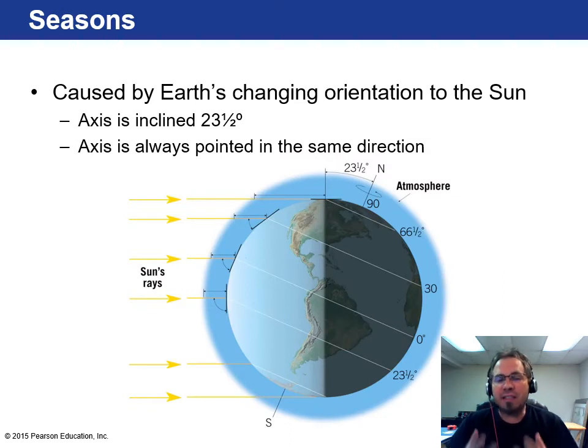Now, the seasons, like I mentioned, are caused because the Earth is tilted at, oh, I think I misspoke before. It's 23 and a half. I think I might have said 25 and a half. I apologize. 23 and a half degrees. So it doesn't sit straight up and down. It's tilted by 23 and a half degrees. And that 23 and a half degrees is where we get the changing of the seasons.